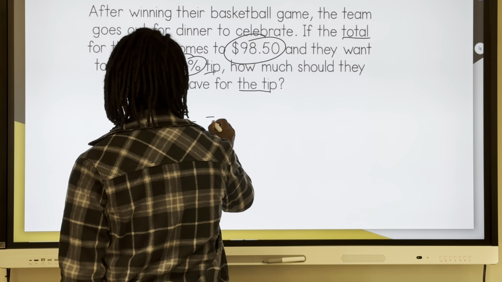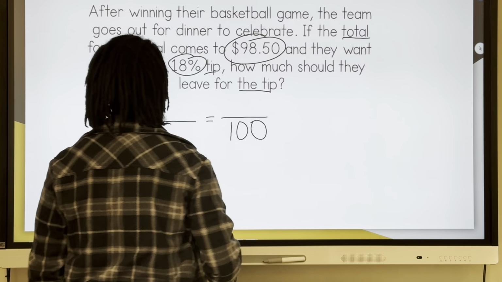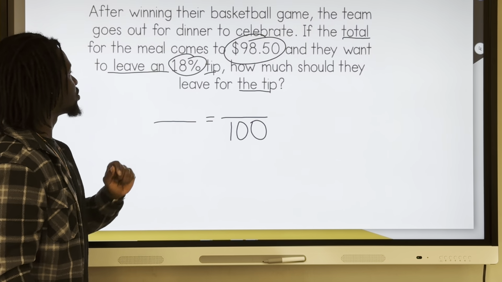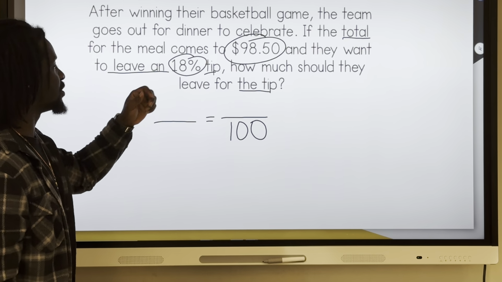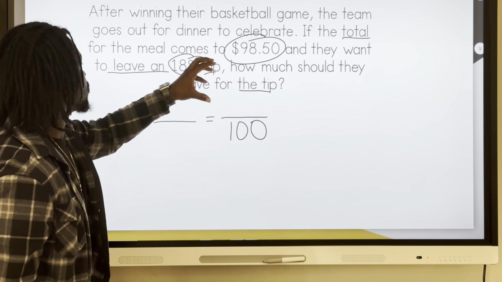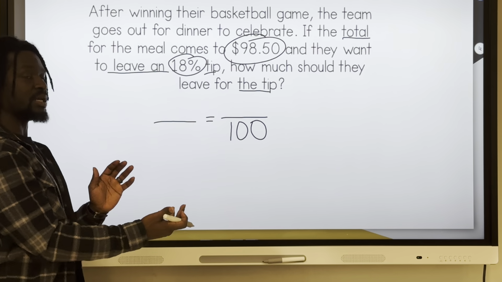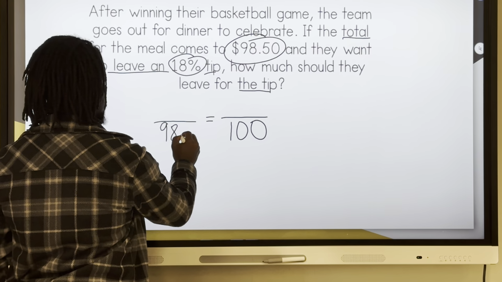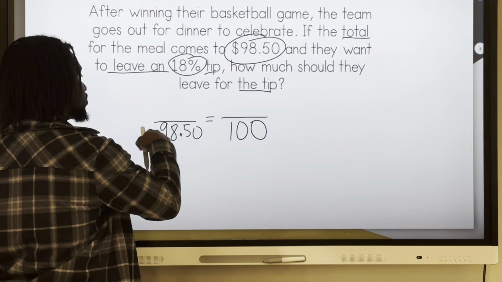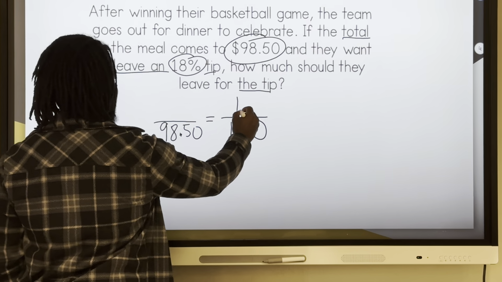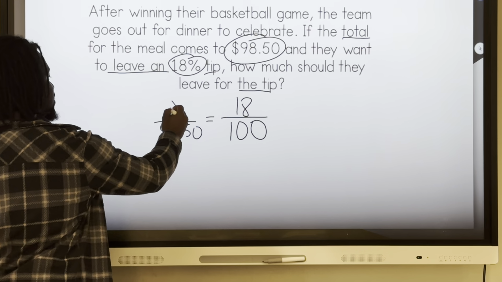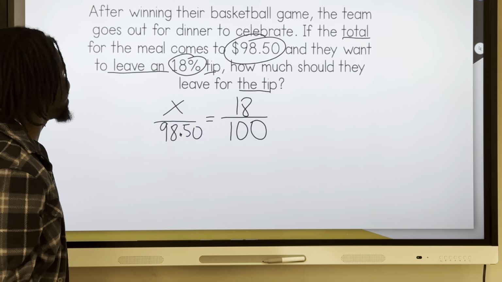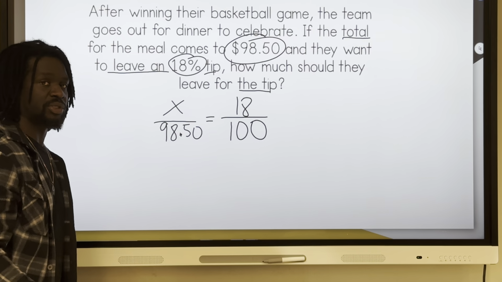So I'm going to set up my proportion. So we can start doing it a different way. We'll start with the first number that we get, which is the $98.50. That is the total amount, and that is the amount before the tip is added. So that is going to be my base amount, because again, that is the total before the tip is added. And then I'm leaving an 18% tip, and so I'm looking for what part of that amount will be 18%. So this is my proportion I have set up.